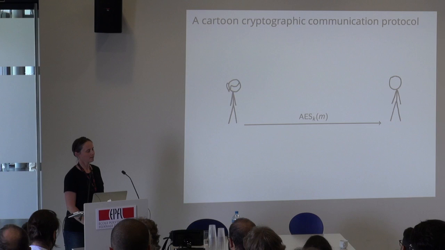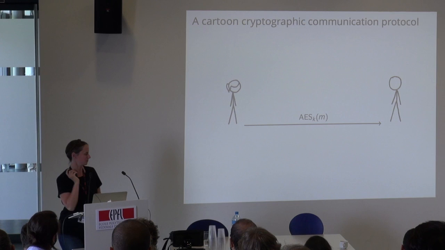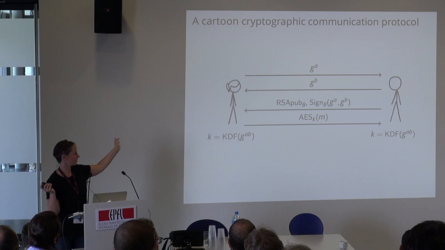The cartoon version of this to keep in your head for some portions of the talk is, you have Alice and Bob, and they want to communicate secretly. They encrypt their messages using some symmetric cipher. How do they share their key? Using some Diffie-Hellman key exchange. And then how do they authenticate? Maybe there's some signatures involved.